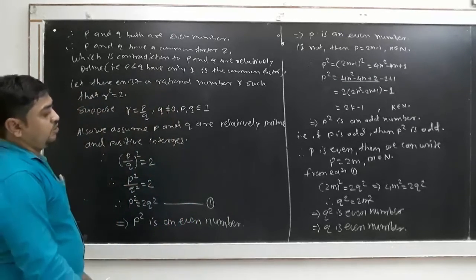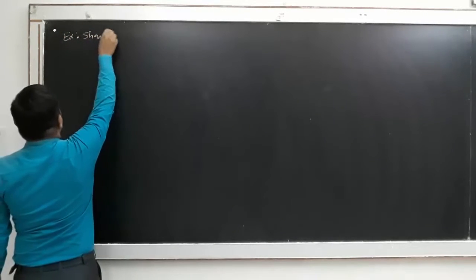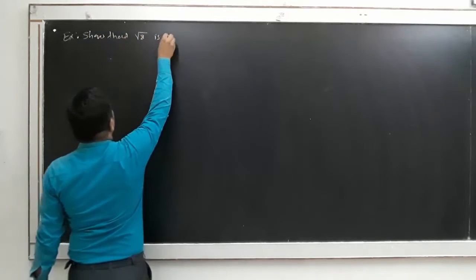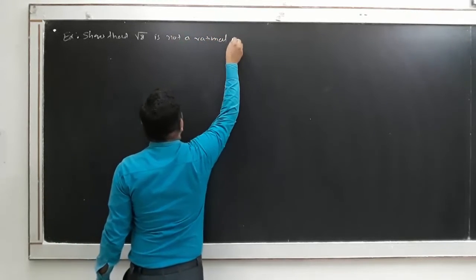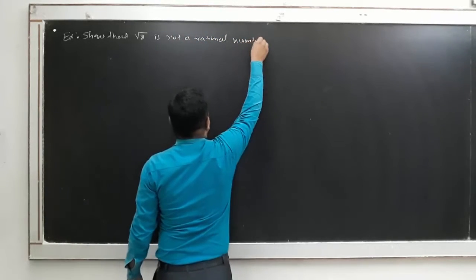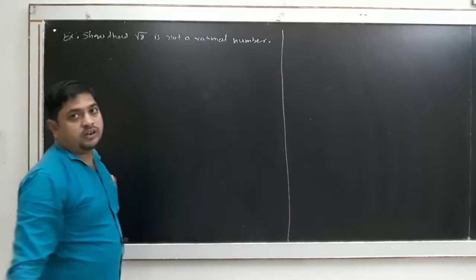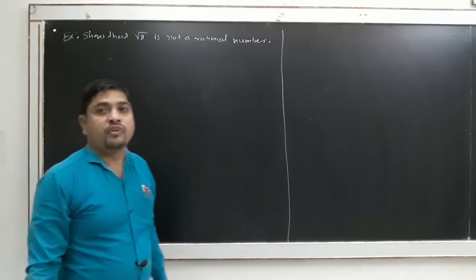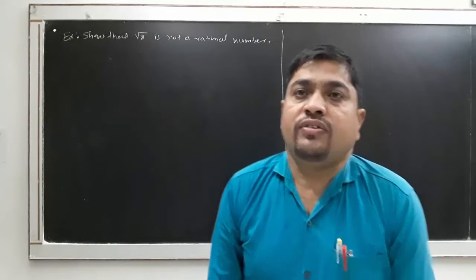We will take one more problem on this. So, next example: show that square root 8 is not a rational number. Can you prove this? Try to prove this. Keep the video paused and try to solve this.